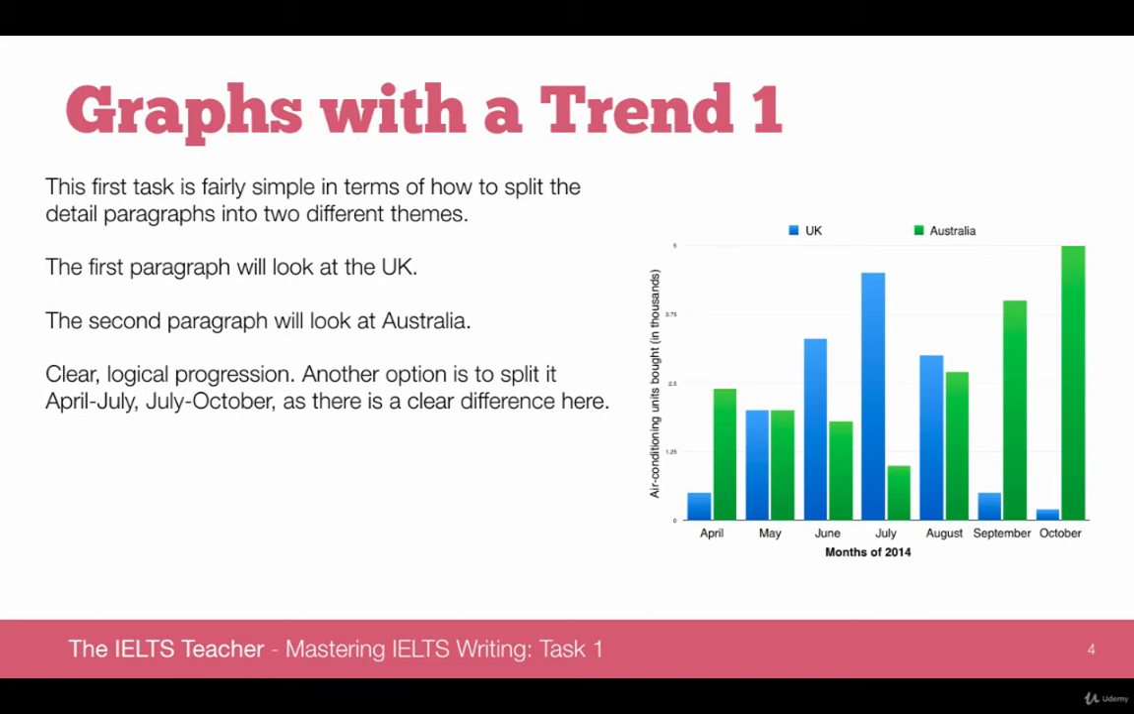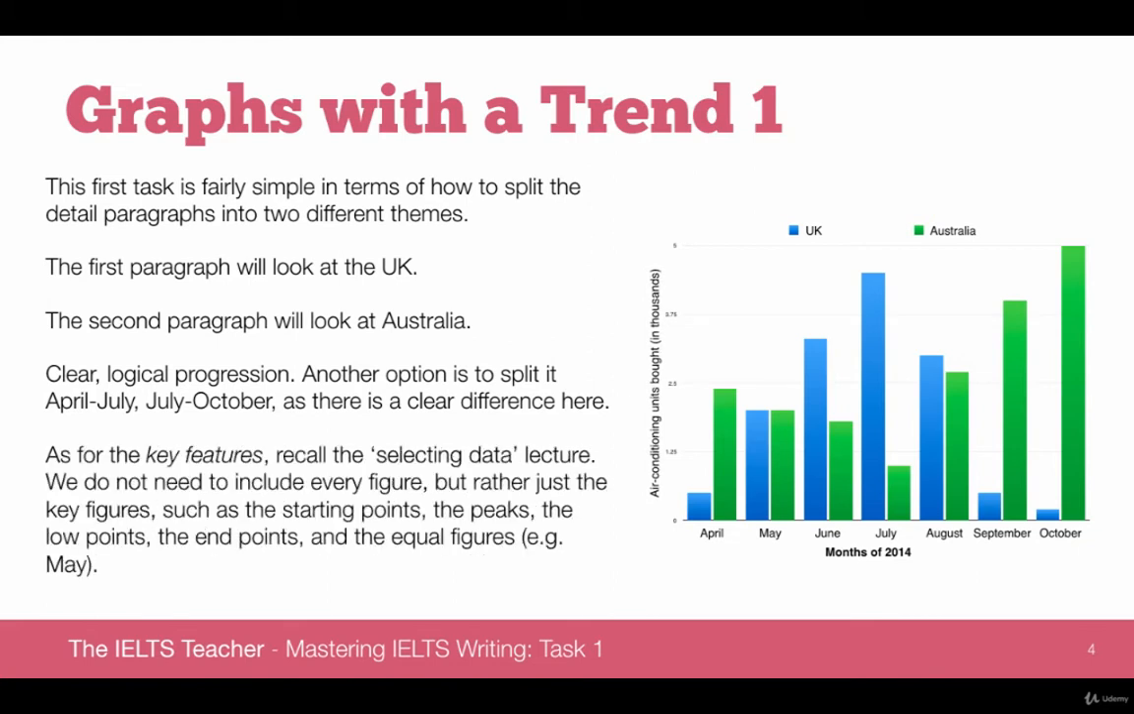But another option is to split it April to July and then July to October, as there's a clear difference there as well in terms of what happens to the sales of air conditioning units. So they go up for the UK and then they go down, and with Australia it's the other way around.